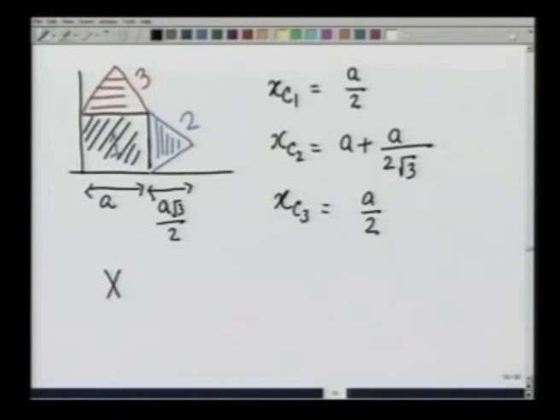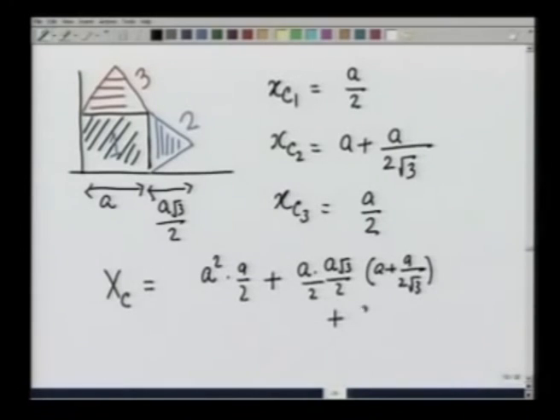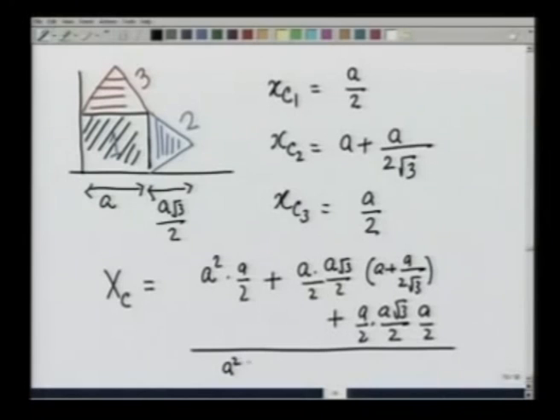And therefore, x c of the entire assembly is going to be equal to the area of the first square, which is a square times a by 2, plus the area of the second one, which is going to be equal to the base, which is a, times the height, which is a root 3 by 2, divided by 2, that is the area, times x c 2, which is a plus a divided by 2 root 3, plus the area of the third one, which is a by 2 times a root 3 divided by 2, times a by 2, divided by the total area, which is a square plus a by 2 times a root 3 by 2 plus a by 2 times a root 3 by 2.